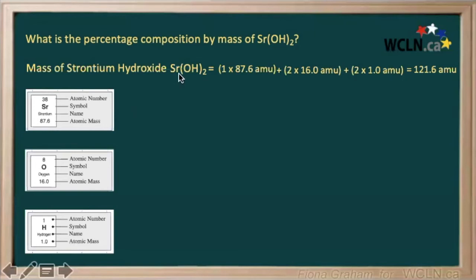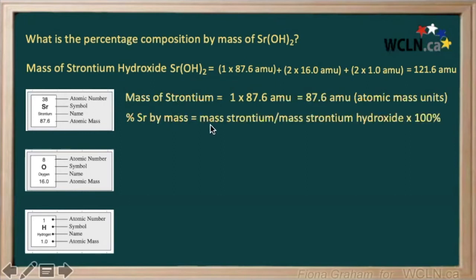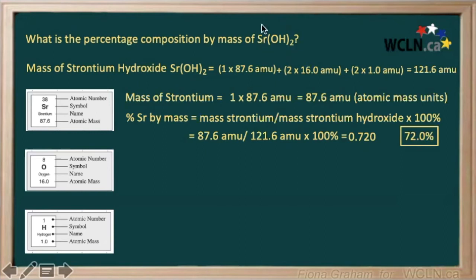Okay, so the second part of the question asks us to calculate the percentage mass by composition of strontium compared to the overall mass of the whole compound. So the mass of our strontium, as we know, because we have one atom of it, has an atomic mass of 87.6, giving us a total mass of 87.6. So we're going to compare that mass to the mass of our whole compound to get our percentage of strontium. Doing our calculation, we get 0.72, which we have to multiply by 100 to convert it to a percent, giving us 72%. So most of the mass of our compound is coming from the strontium, which, by the way, is sometimes used in fireworks. And it's also a stabilizer when they're making plastics.